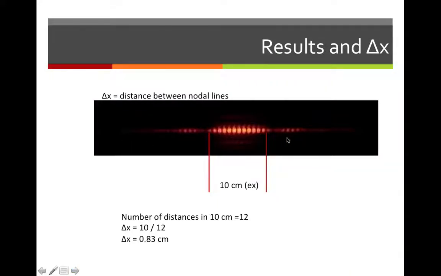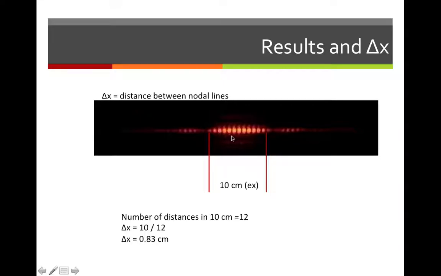Here we go. So this is actually, when you do the experiment, this is exactly what you see on the wall, on the screen. And what you do is you pick a spot and you count the number of spaces in between it. So say we have a 10 centimeter spot, then you calculate the number of pieces: 1, 2, 3, 4, 5, 6, 7, 8, 9, 10, 11, 12. Sort of 12 pieces there, and that's the delta X. Okay, and that's how you find delta X.